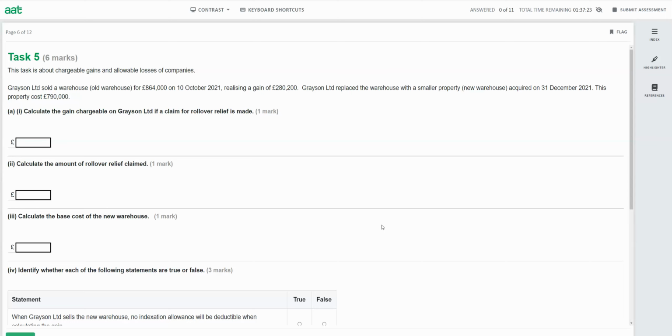So let's start. The first thing we're going to look at is task 5 for 6 marks, and this question is relevant to the relief. So let's have a look. First, we're going to read the question.